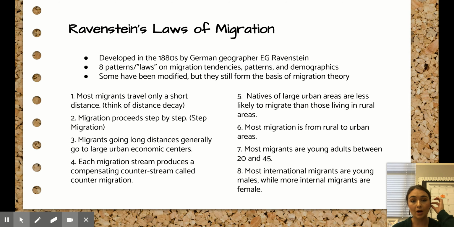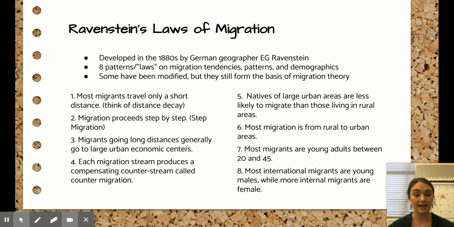Some of them have been modified from his original thoughts because times change, but they still form the basis of basic migration theory. So his first law was that most migrants travel only a short distance. And that matches up with what we know about distance decay. The further something is away, the less likely you are to interact with it. That matches the theory of distance decay, that most migrants only travel a short distance.